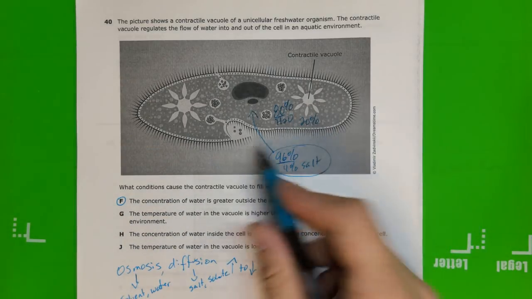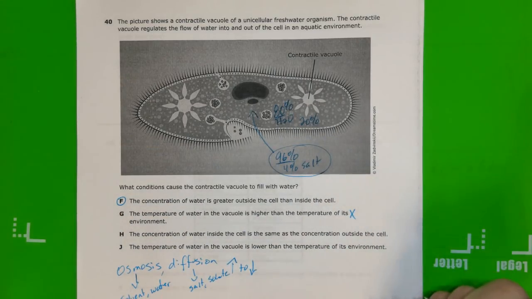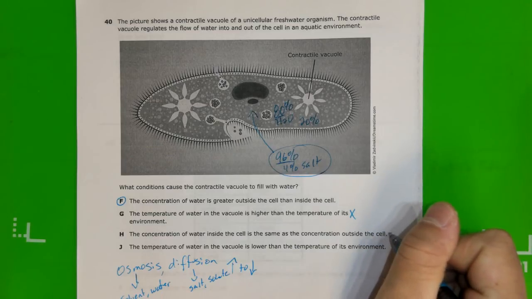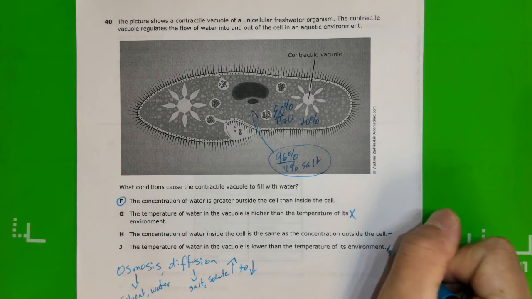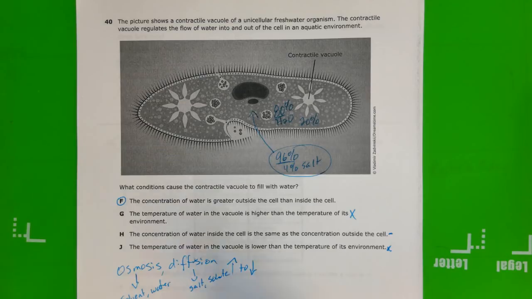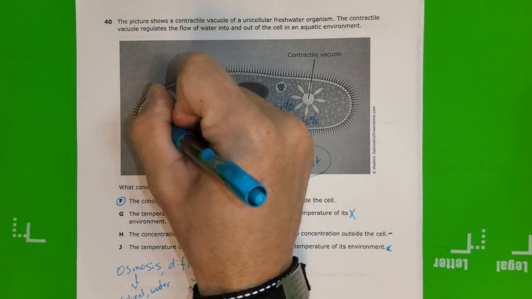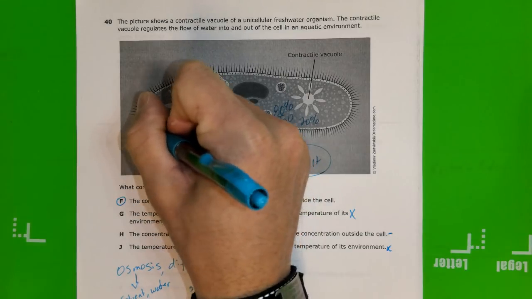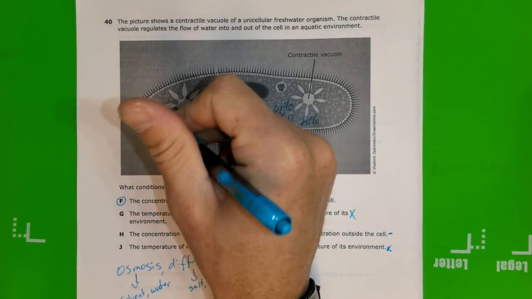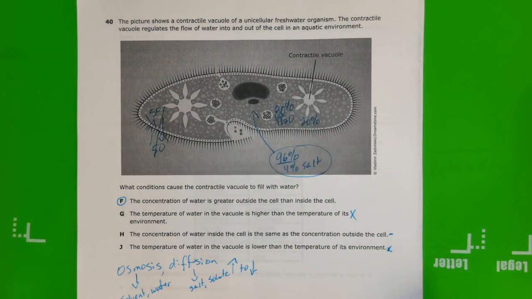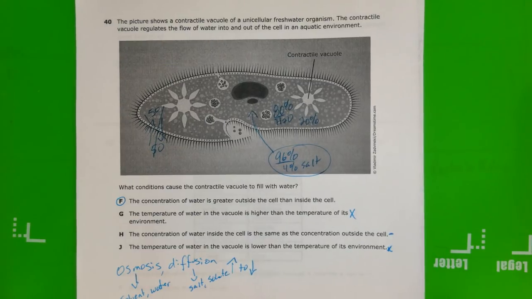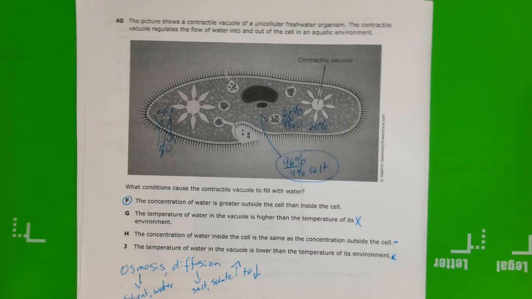It says nothing about temperature. Temperature doesn't have anything to do with it. It could be H, but again, we can eliminate J because of temperature. But if the water is the same, so let's say this is 50 and this is 50, well, the water is going to go in and it's going to go out at the same rate, so it can't be H either. So the answer has to be F, because it has to move from an area of high concentration to an area of low concentration.